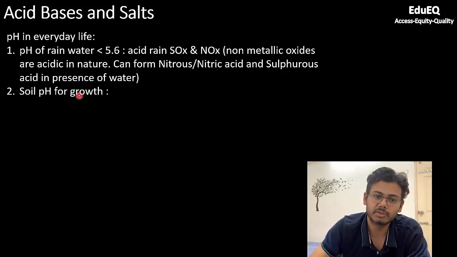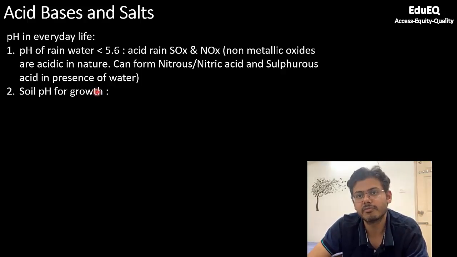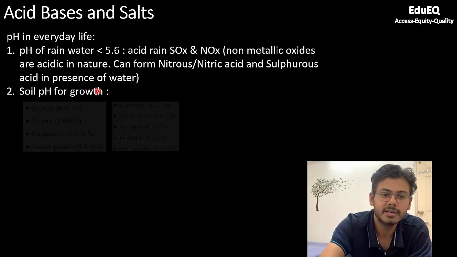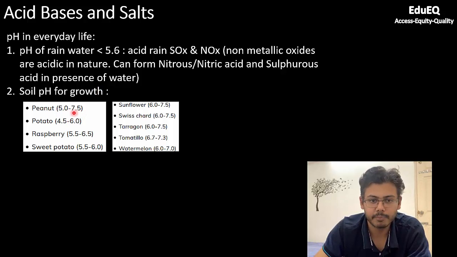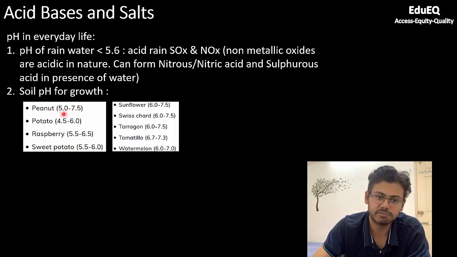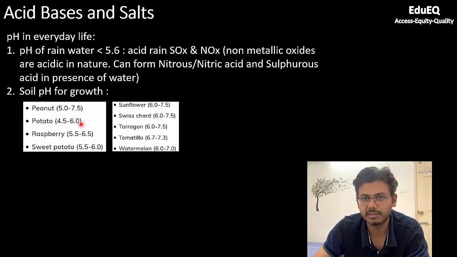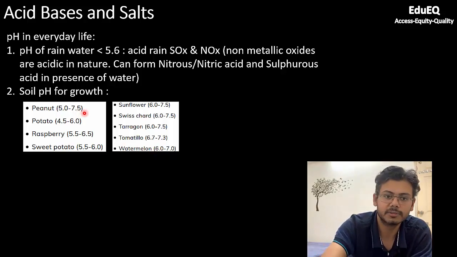Soil pH for growth. So different types of vegetables and fruits need different types of pH in the soil. So that is also something where pH plays a very important role. You can see I have highlighted some pH ranges. For example, peanut will grow from 5 to 7.5, or potato will generally grow in acidic soil because it's less than 7. And you can see here also tarragon or tomatillo or watermelon. These all are also requiring acidic soil. So soil pH also plays a very important role in growing of crops.